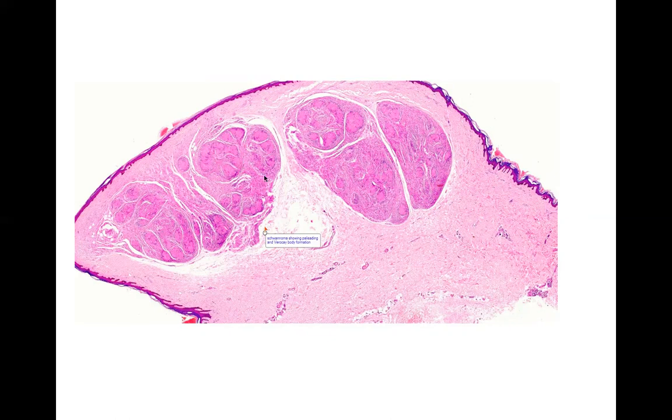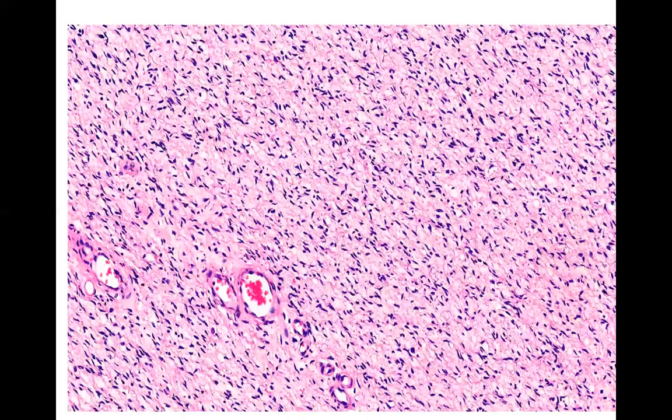Plexiform means when you have multiple nodules instead of one nodule. So if you have a multinodular appearance of a tumor, then this is what is called a plexiform schwannoma, as in this case, or they could also be a plexiform neurofibroma.